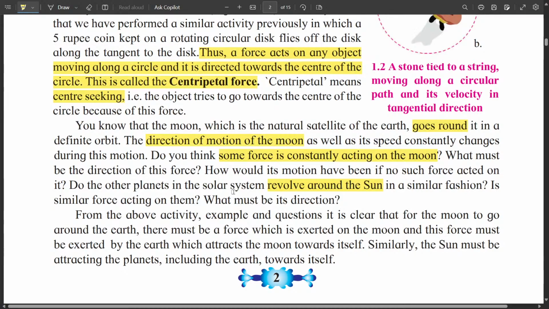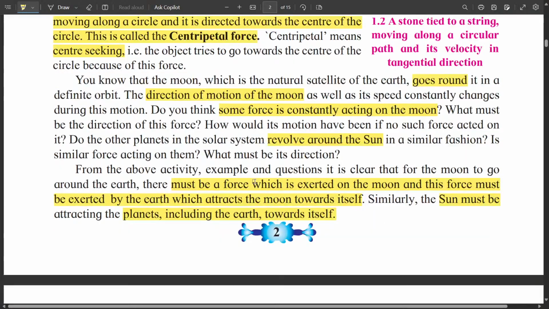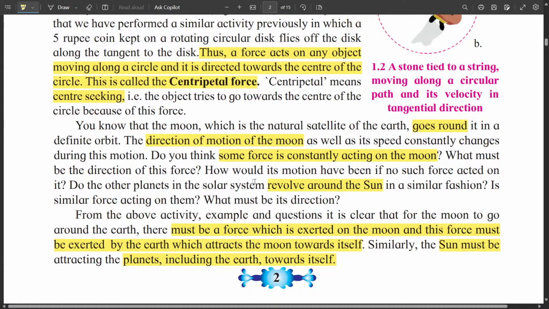From the above activity, examples and questions, it is clear that for the moon to go around earth, there must be a force which is exerted on the moon, and this force must be exerted by the earth, which attracts the moon towards itself. Similarly, sun must be applying the force on the planets, including the earth, towards itself, because all the planets, including earth, revolve around the sun. So this is the basic fundamental thing that came into Newton's mind while he was thinking about the gravitational force.